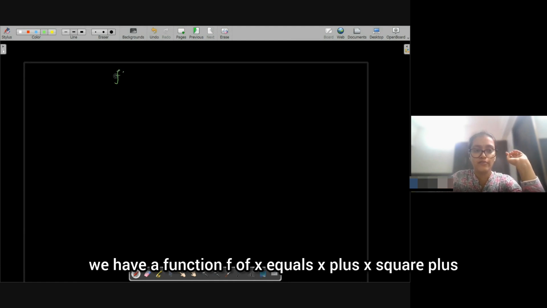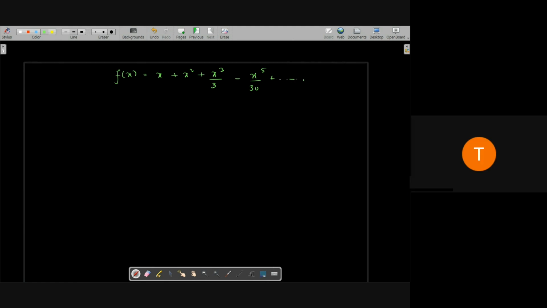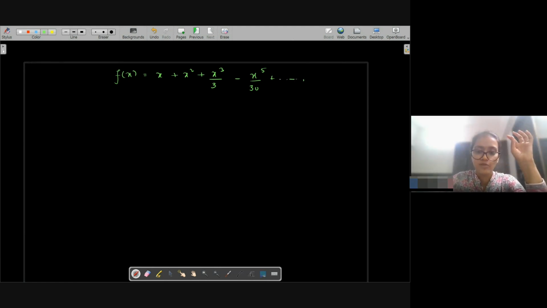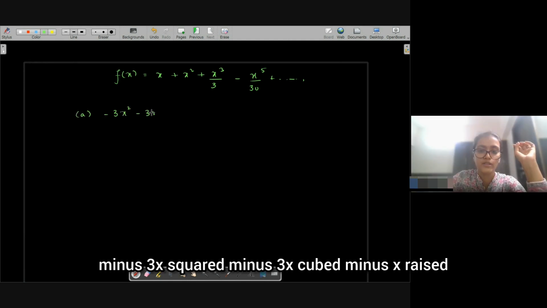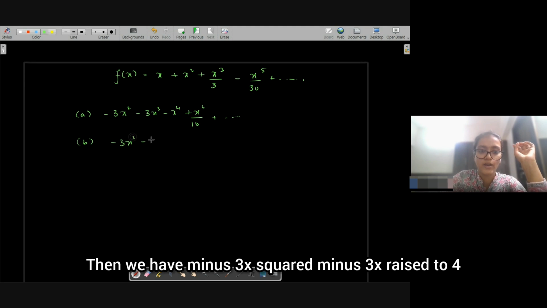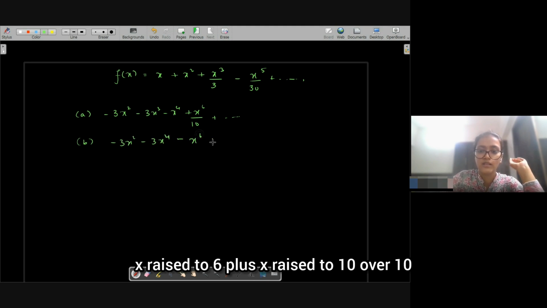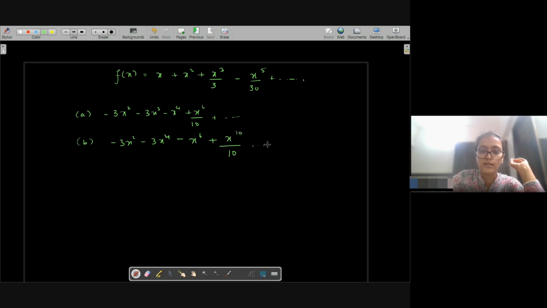So we have a function f of x equals x plus x square plus x cube over 3 minus x raised to 5 over 30 plus so on. Okay. And we have to tell, so we have 4 answer choices. Minus 3x square minus 3x cube minus x raised to 4 plus x raised to 6 over 10 plus so on. Then we have minus 3x square minus 3x raised to 4 minus x raised to 6 plus x raised to 10 over 10, so on.